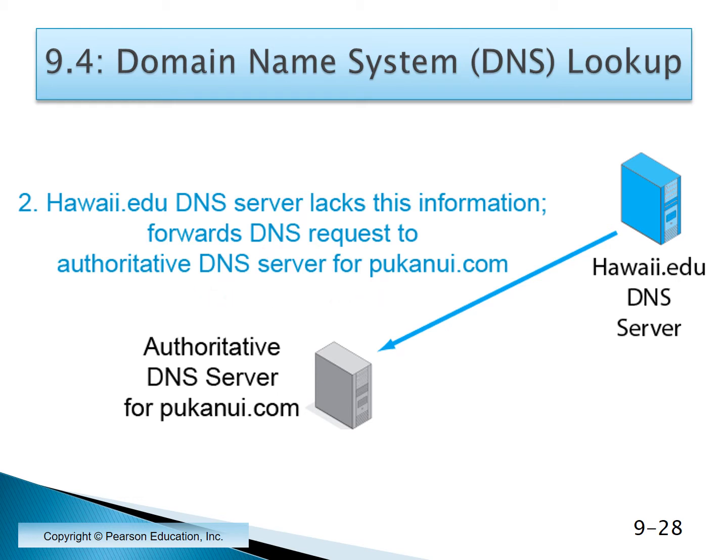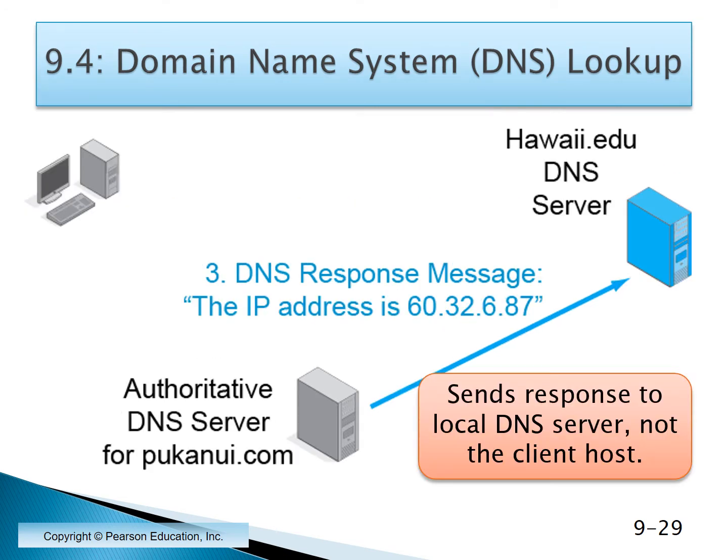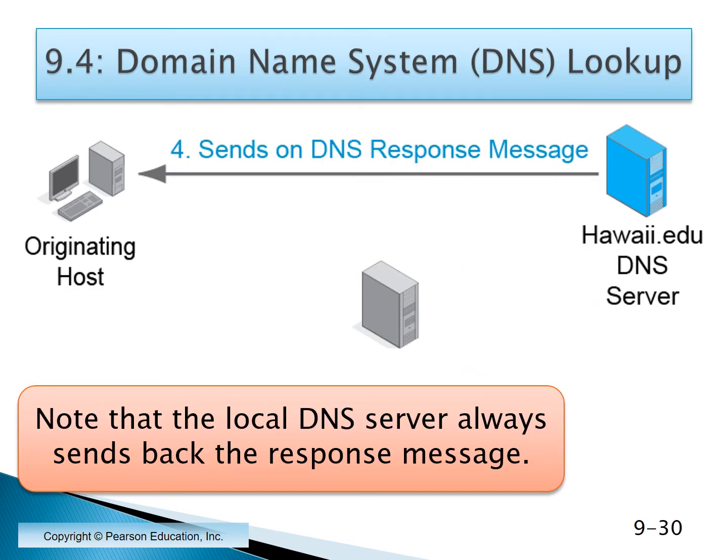for pucanio.com. So you will find who is the authoritative server for this, and then you will ask this server. If this server has the information, it will send it back. So this DNS server will respond, saying the IP address is 60.32.6.87. It sends the response to the DNS server, not the client host. And the DNS server will send the response back to the host, and it will also store this address, so next time it does not have to ask again.